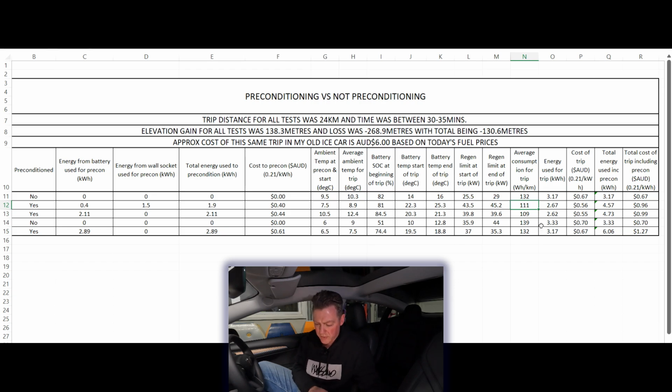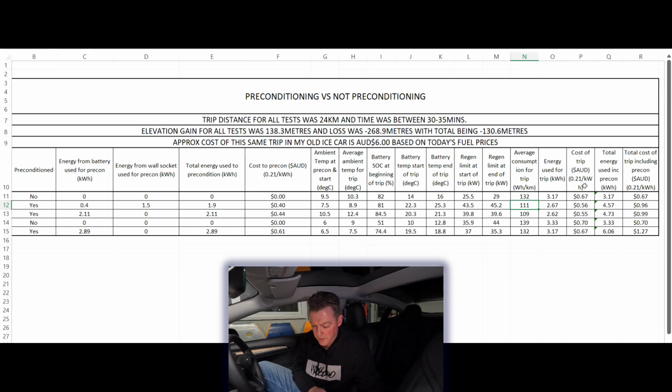Even on this trip where there was a lot of downhill, if we go back, you can see here the elevation gain for all tests was 138 meters and the loss was minus 268 meters, with the overall figure being minus 130.6 meters. So that's a lot of descent there. I thought regen was going to be such a big factor, and it wasn't. That was a surprise in this one.